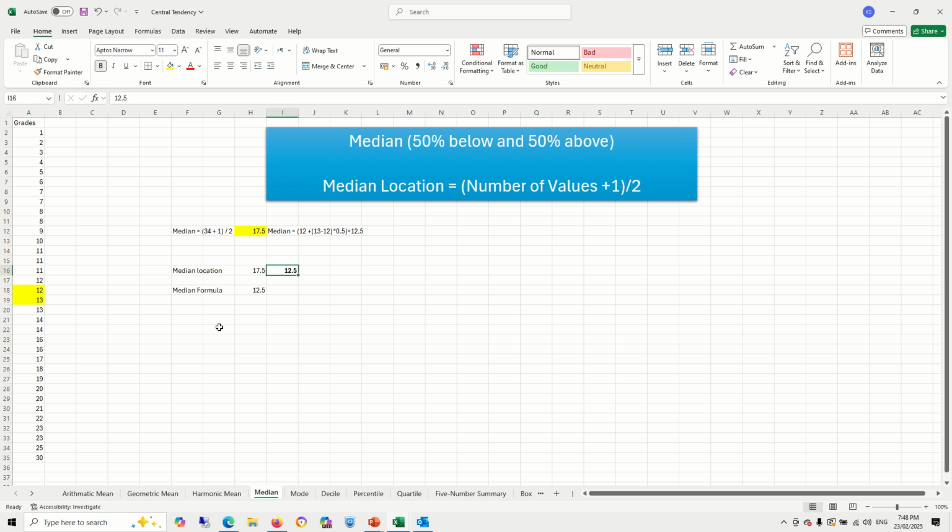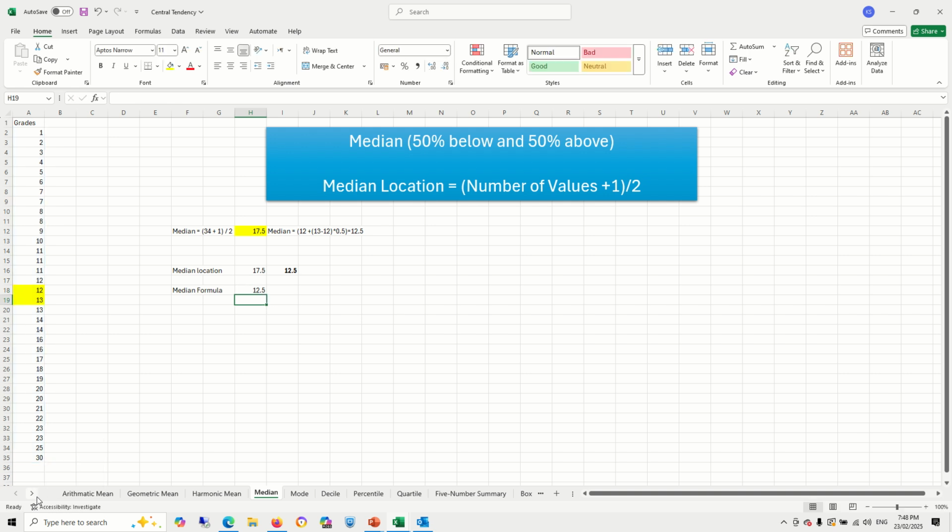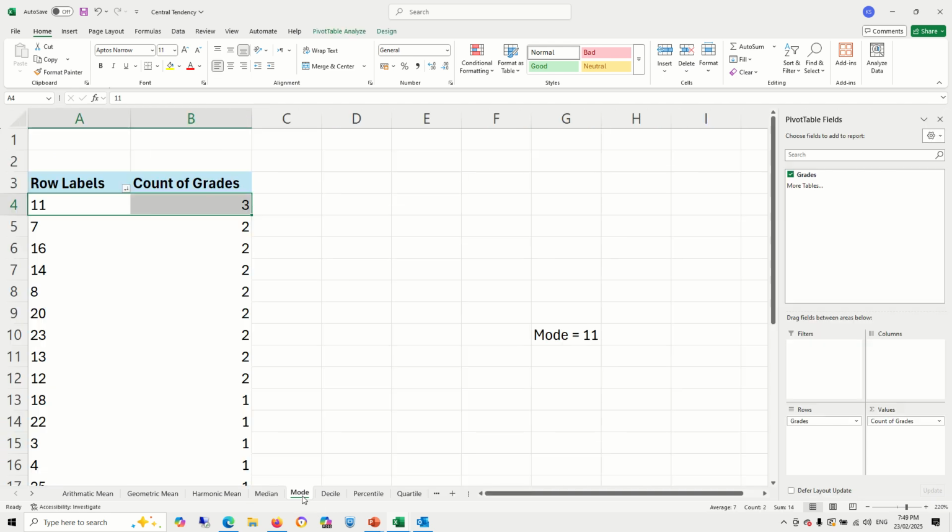So if we apply the median formula, we will get the same result, which is equals median, and highlight all values, you will get directly the result using Excel. So this is the same. At the same time, there is also more than one way to calculate the median, as we will see later in this lesson. Let us look at the mode.